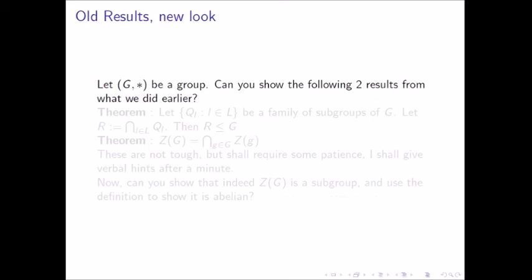Now we look at the old result in a new light: the result of intersection and of the center being a subgroup. Let Q_i be a family of subgroups of G, then their intersection, defined as R, turns out to be a subgroup. Previously we proved this for two subgroups, and that was easy, and by induction we can extend it to a finite collection of subgroups. But over here, by family it can be infinite and even uncountable. So try to prove this. The proof is similar, but you can't use that result directly. You have to use the technique of the proof.